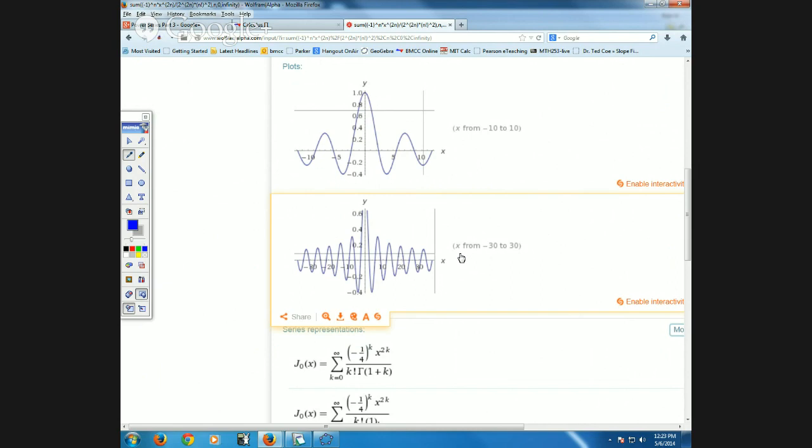Now, the cool thing about this is that it's a very important function in physics, but the formula for it is that series. That's it. It's not like a sine. It's not a cosine. It's this series. And this function is so special, it's given the name J sub 0.